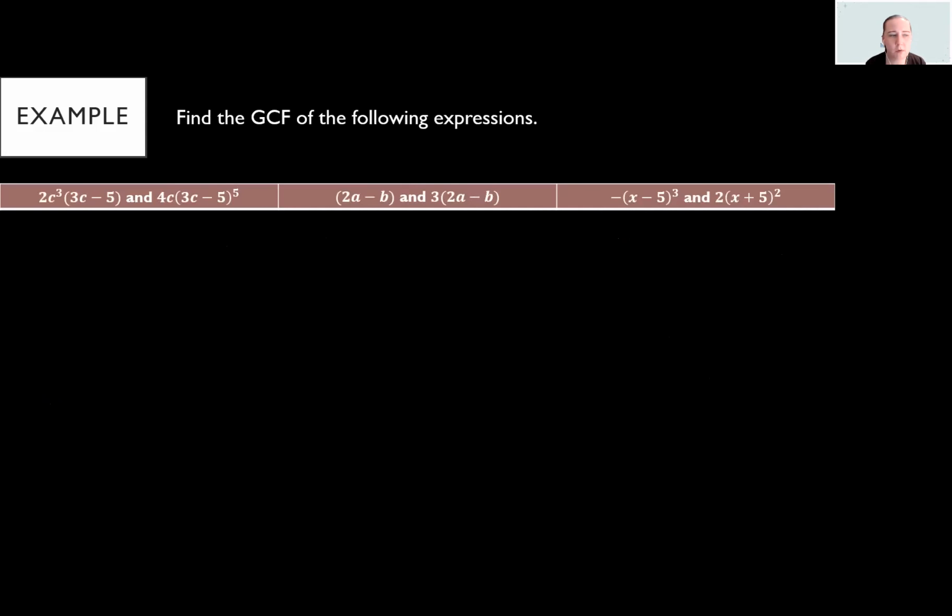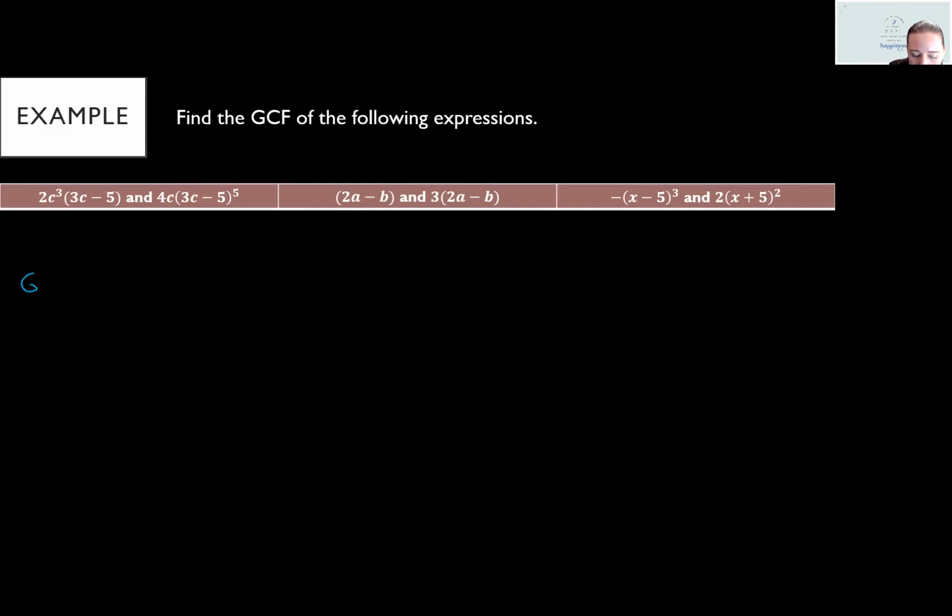Okay, so I've got 3 more here, and these are using the binomial expression part. I'm putting these in here because this is something that you'll see when you start factoring by grouping. So it's good to get some practice here on determining what is the greatest common factor. We will start with the left. We have 2c cubed, and then in parentheses, 3c minus 5. Then we have 4c, and then in parentheses, 3c minus 5 to the 5th.